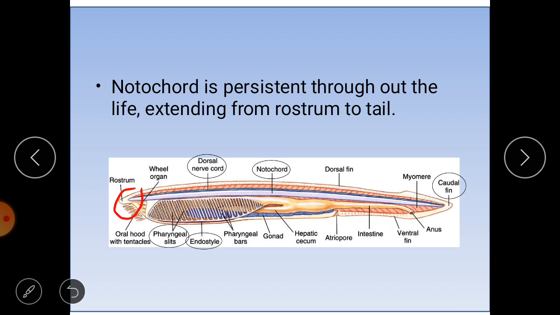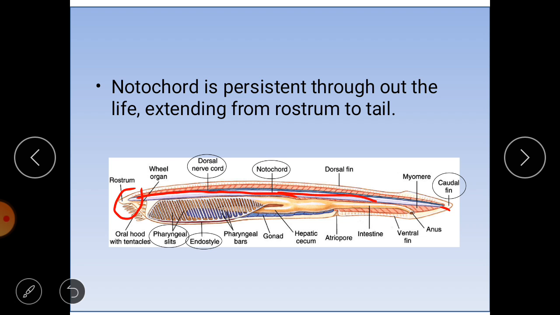Exactly here, the head region, the anterior portion, also has a rostrum. From this region the notochord begins and ends at the end of the tail part. You could see here the blue color, the light blue color. Yeah, this is the notochord, right? So that is actually the notochord.